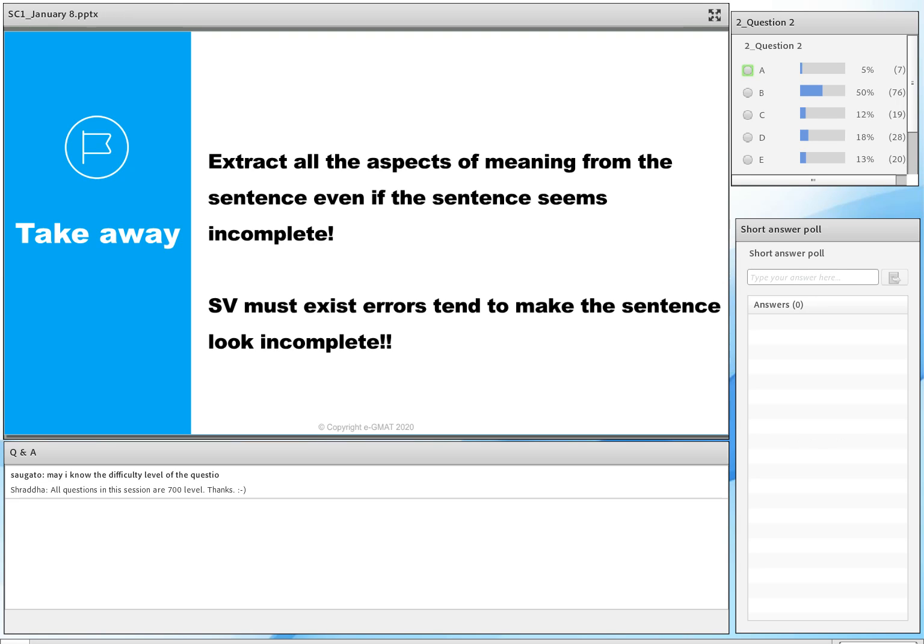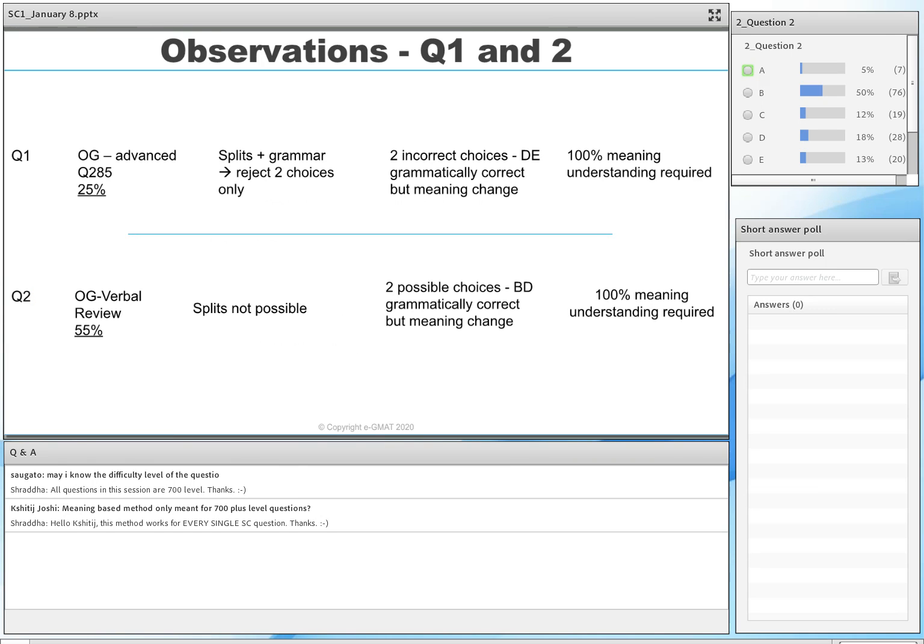Okay? So extract all the aspects of meaning, which I think you guys did a much better job of this time, because when you do that, especially with subject-verb error sentences, the sentence seems incomplete. And when you have that sense of incompleteness, you kind of know what to look for. And when you get that, you find those subject-verb errors. So observations here, 25% of the sentence was underlined in that first question. Here we had 55% underlined.